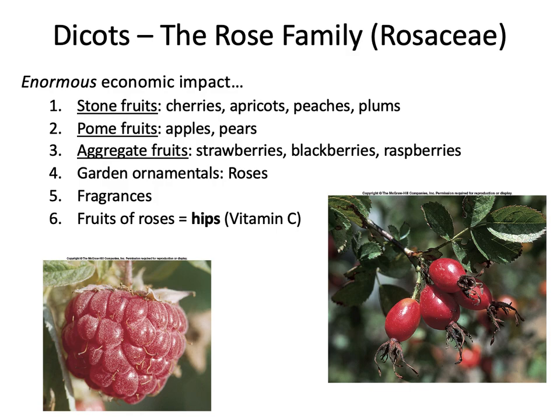The rose family has enormous economic impact. We have things like the stone fruits, which includes cherries, apricots, peaches, and plums. The pome fruits, which is the apples and the pears. The aggregates, which is the strawberries, blackberries, and raspberries. Then we have tons of garden ornamentals, including the classic roses.